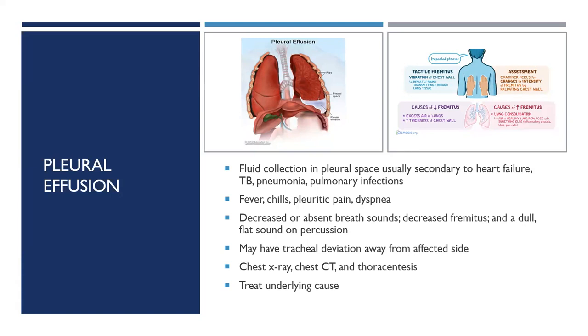So we can see these on chest x-rays. We can also see them on CAT scans. And if we go in with a thoracentesis, we also can find it. So pleural effusion is a consequence of something else. We want to fix the major problem that's causing the pleural effusion, not necessarily the pleural effusion itself.